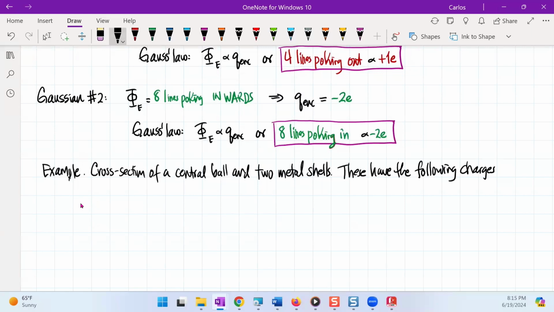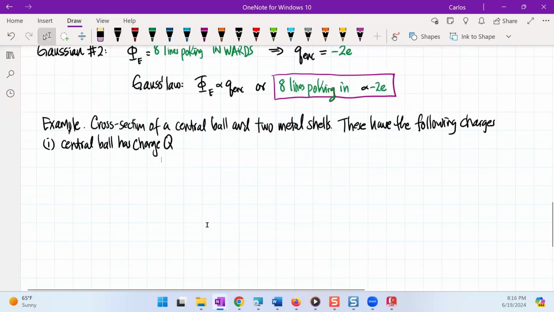So the first one, I'm going to say, is that we have the central ball with charge Q. So if I draw this, I'm going to imagine that if this is my ball here, this is a red ball and this is positive, and I'm going to say that this guy has a charge Q.